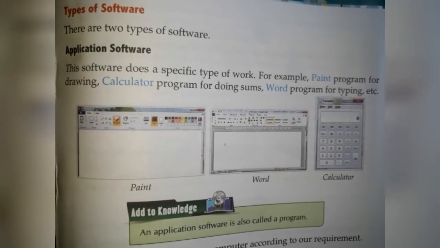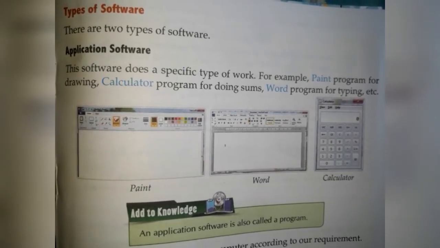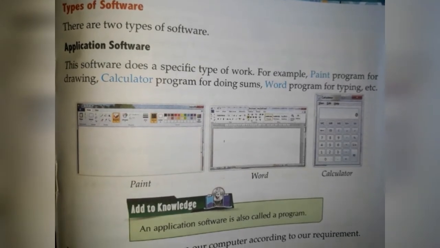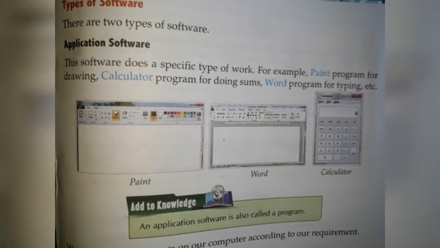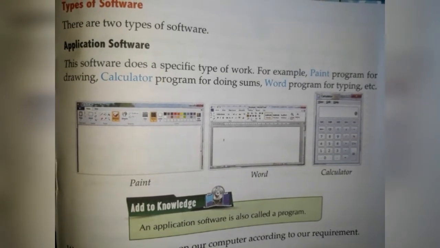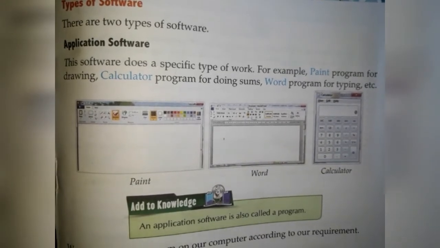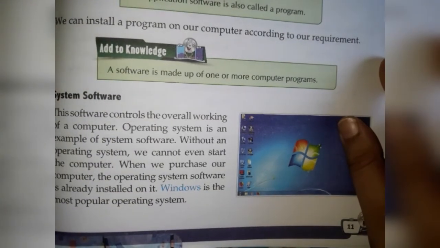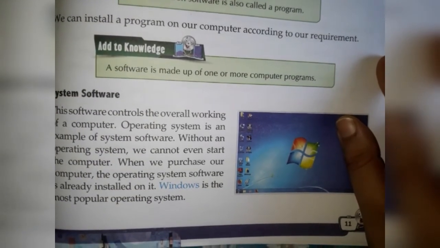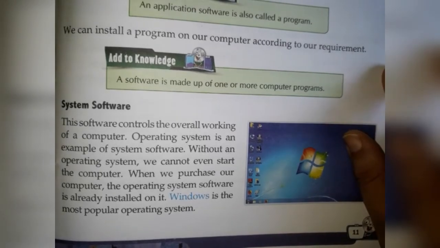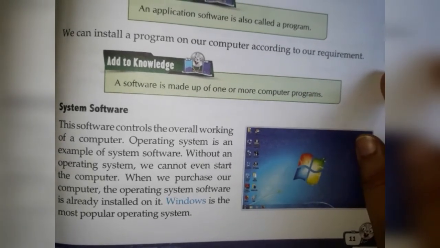So these are the application software which are based upon the instructions which have been installed in them. Every software has a different purpose to accomplish. So these programs are called the application software. Next thing is the system software. As we have learned, software is divided into two parts. First one is the application software, and the second one is the system software.